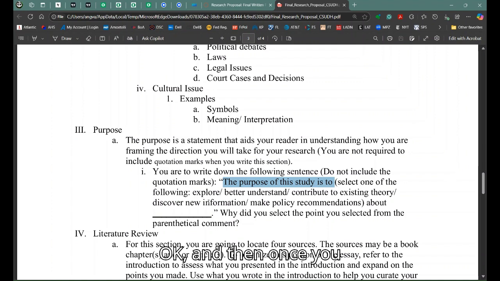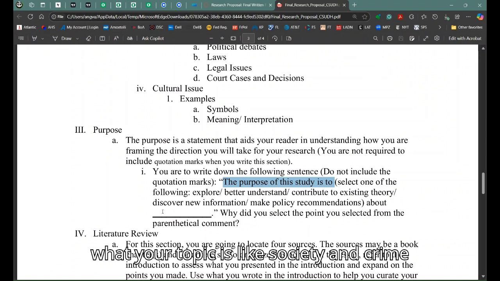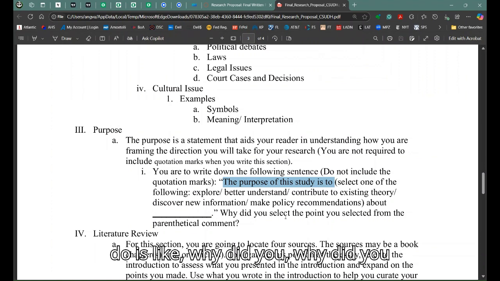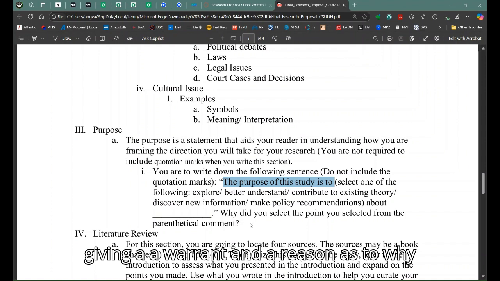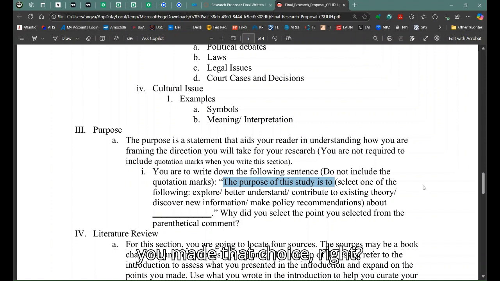Okay. And once you decide which of the five points you're going to select, you're going to state what your topic is, like society and crime for mine. And then you explain why you selected the point you selected from the parenthetical comment. Basically, you're giving a warrant and a reason as to why you made that choice. All right, hopefully that makes sense. And I'm going to explain the significance of each point.